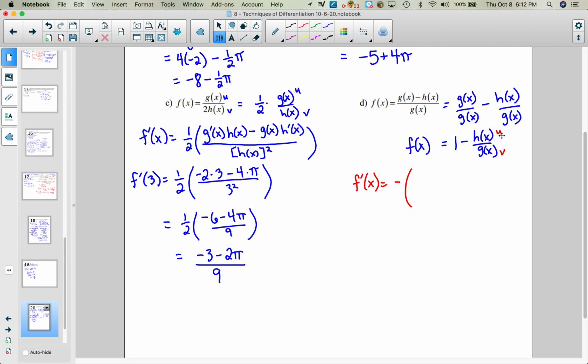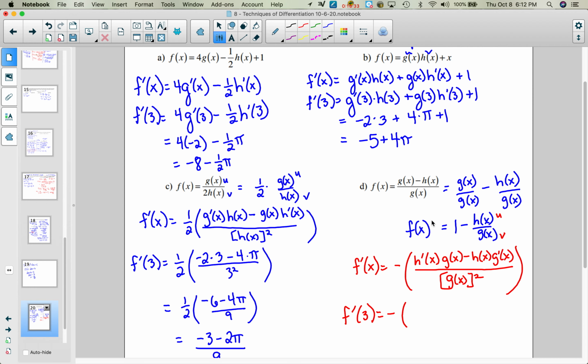So then I have u prime v, so it's going to be h prime of x times g of x, minus u v prime, all over v squared. Okay, so we had u prime v minus u v prime. Okay, that looks good. So f prime of 3, still got that negative out there.